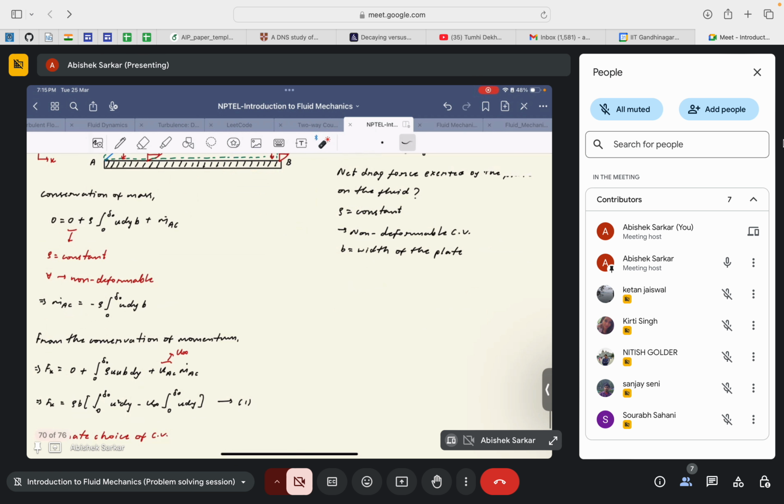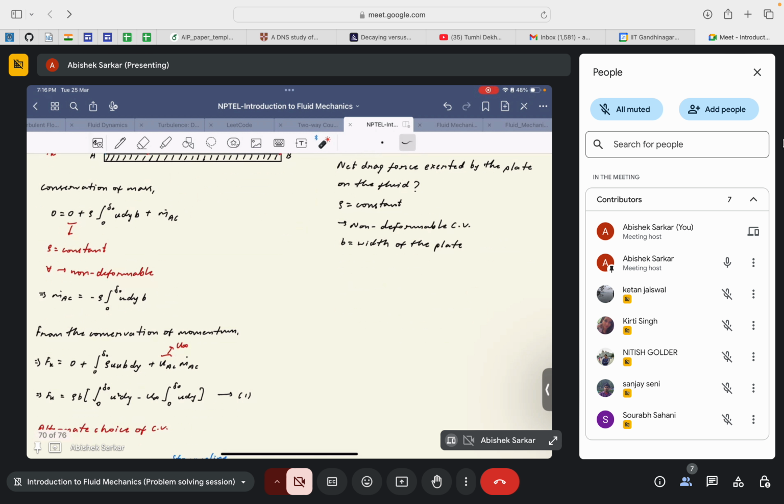Then, since this is equal to 0, m dot ac is given by minus rho times the integration from 0 to delta naught of u dy times b. Let us consider this equation number star, or a.